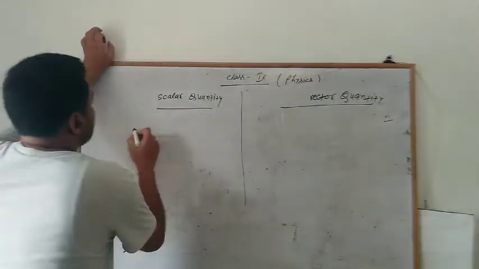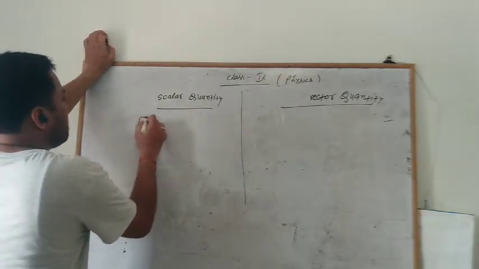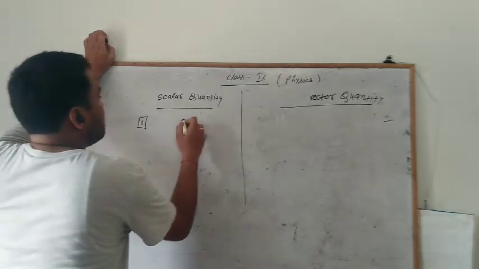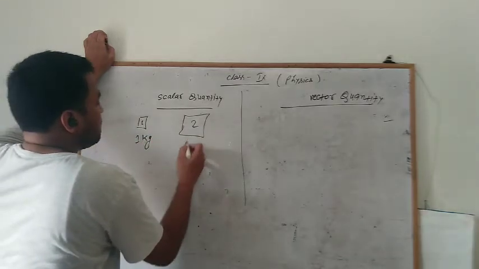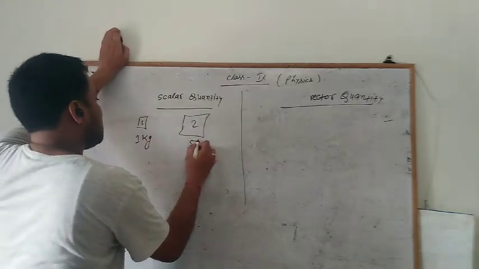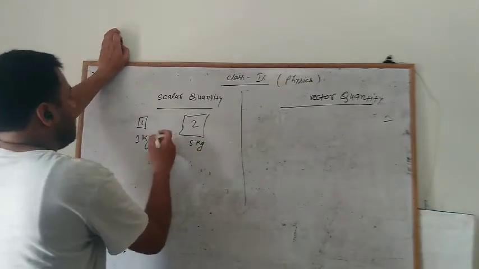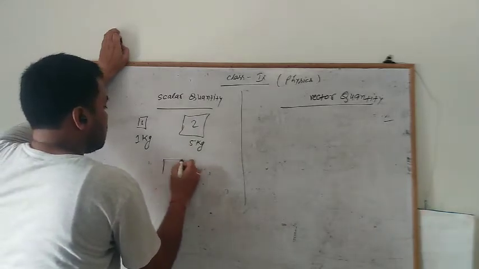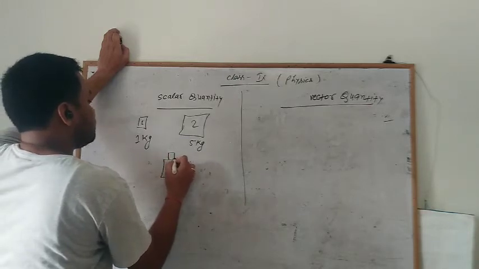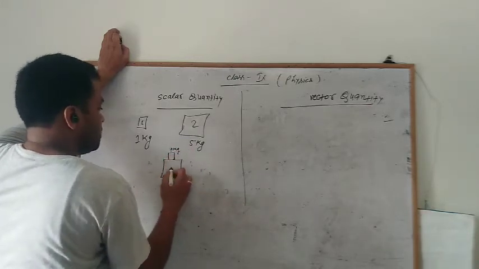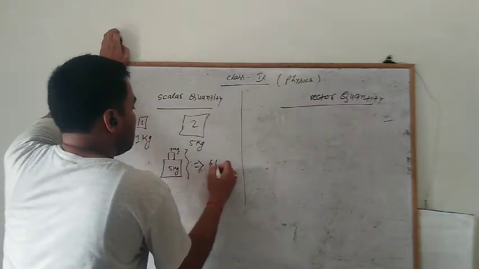We will take a scalar quantity like mass. Suppose there is a block of mass 1 and a block of mass 2. The first block is 1 kg and the second block has a mass of 5 kg. Now we join these two masses. We put the smaller mass on the larger mass. So this is 1 kg and this is 5 kg. What will be the total mass? That will be 6 kg.